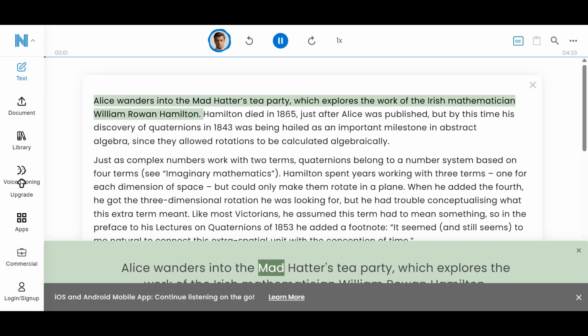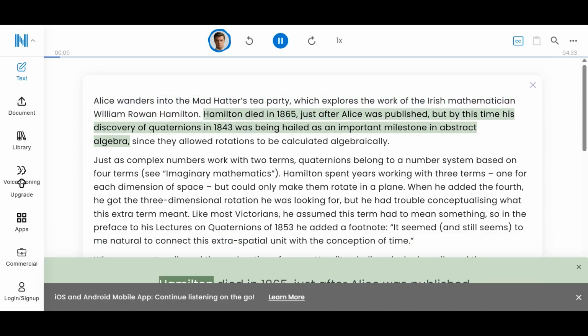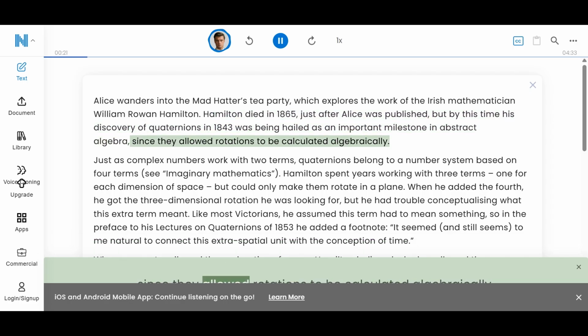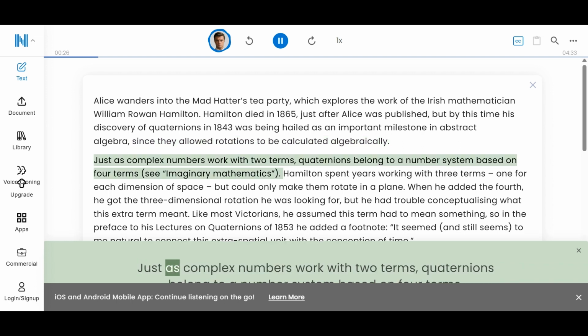Alice wanders into the Mad Hatter's Tea Party, which explores the work of the Irish mathematician William Rowan Hamilton. Hamilton died in 1865, just after Alice was published. But by this time, his discovery of quaternions in 1843 was being hailed as an important milestone in abstract algebra, since they allowed rotations to be calculated algebraically. Just as complex numbers work with two terms, quaternions belong to a number system based on four terms.